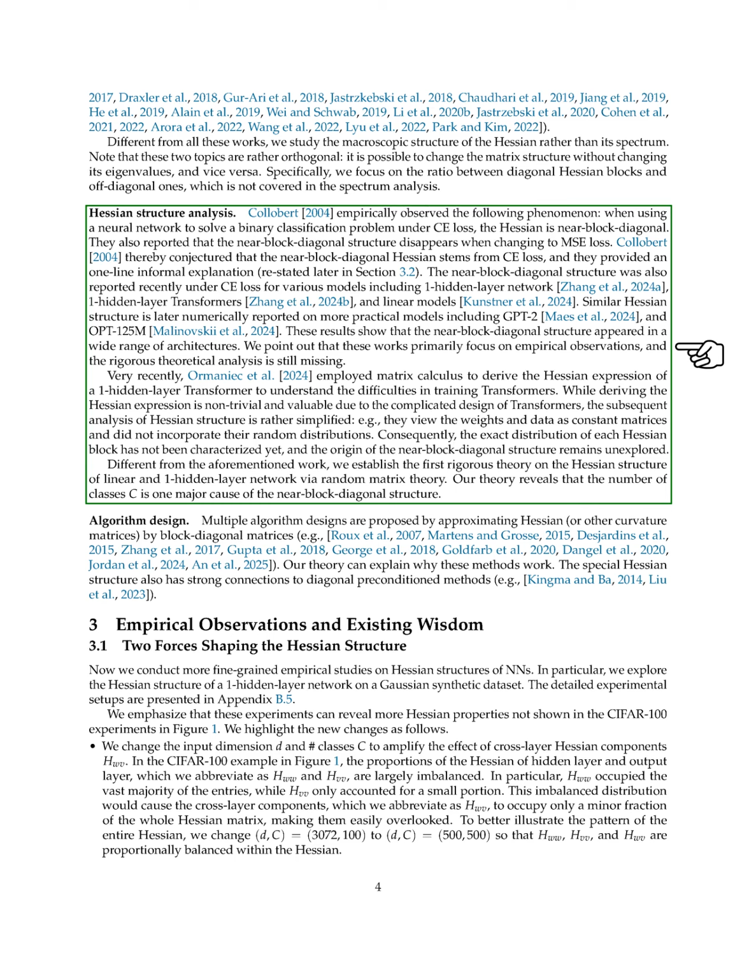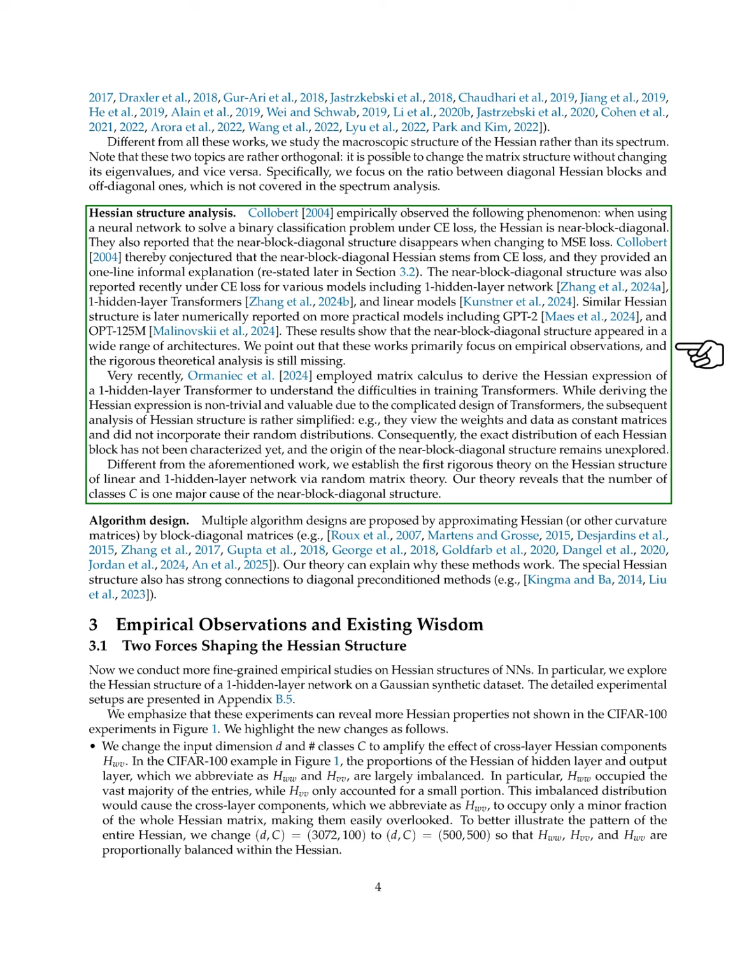architectures. However, we highlight that most of these findings are based on empirical observations, and a rigorous theoretical framework is still lacking. Recently, some researchers derived the Hessian expression for a one hidden layer transformer to address training challenges, but their analysis simplified the structure by treating weights and data as constant, leaving the exact distribution of Hessian blocks uncharacterized and the origin of the near-block diagonal structure unexplored.